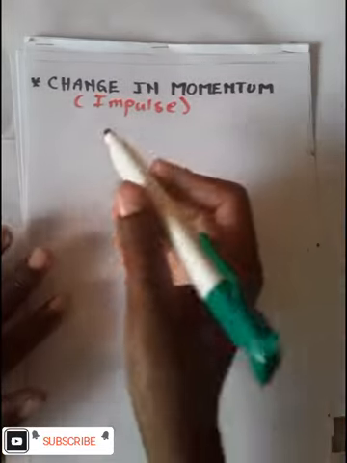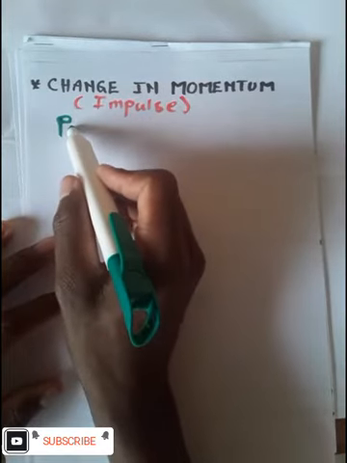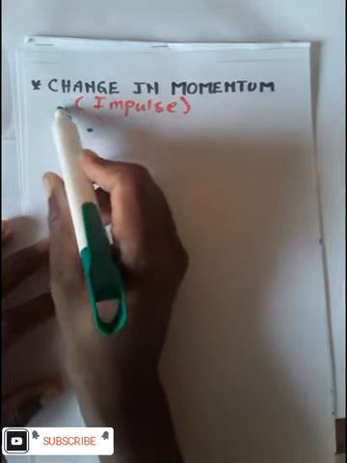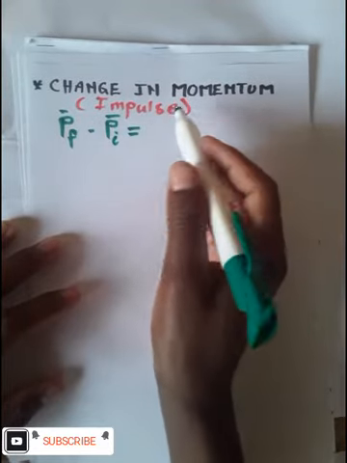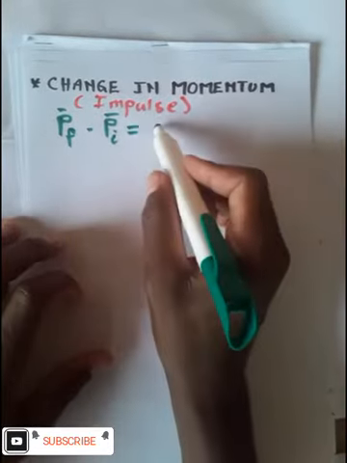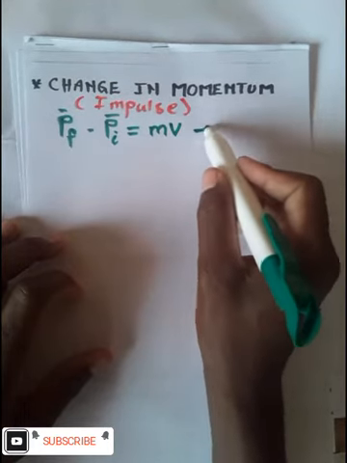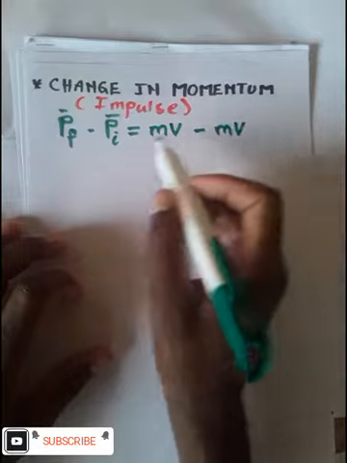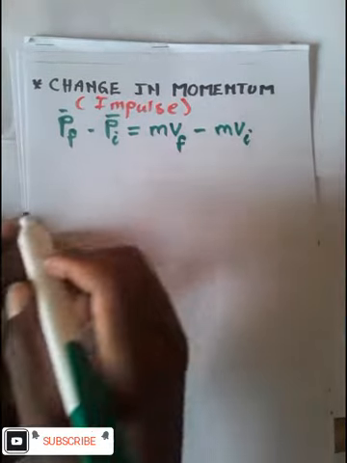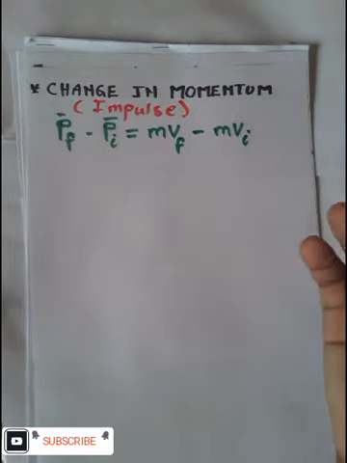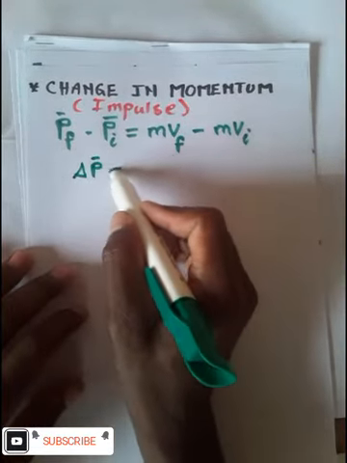So what's the change in momentum? Change in momentum is just the momentum final minus momentum initial. And what's momentum? Momentum is just mass multiplied by velocity. So it's mass times velocity final minus mass times velocity initial. This is the change in momentum, and we use the symbol change in P to represent that.